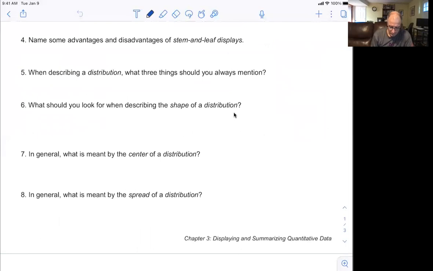Here we go. When we talk about a distribution, we have to describe the distribution using our SOCS. SOCS stands for shape, outliers, center, and spread. Those are the things that we have to address when we describe a distribution. So we talk about the words that we need for shape.